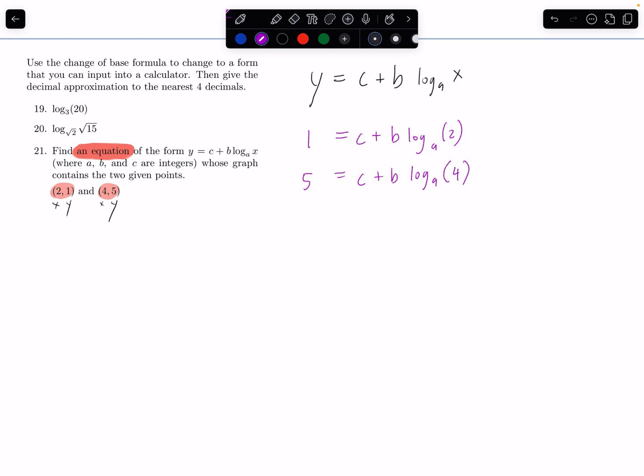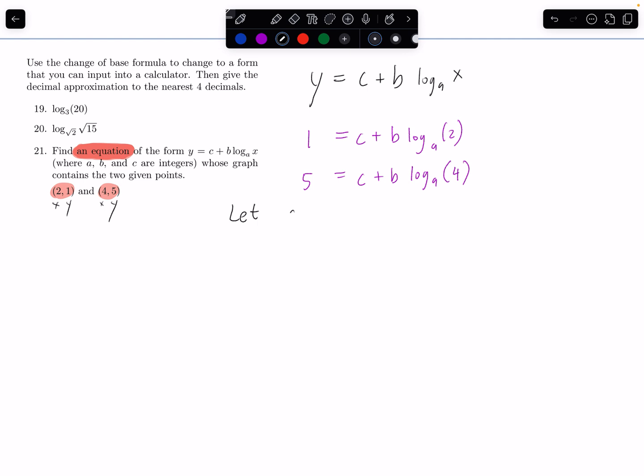Okay. So here we have a little choice to make for the base. And I'm looking at a log of 2 and a log of 4. And immediately what's coming to mind to make the most sense is to make A 2. Because if A is 2, that's going to match perfectly with this 2, right? A to what power is 2? It's just 1. A to what power is 4? It's just 2. 2 to the second power is 4. 2 to the first power is 2.